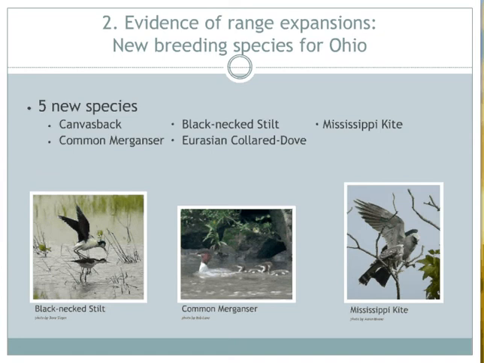And Eurasian collared dove seems to be doing really well in Midwest and eastern states. It's a hardy bird. Seems to be doing well over winter. And I think one of the recent Canadian Atlas projects recently confirmed Eurasian collared dove. So I think that's a species we're going to start to see more of in coming years.